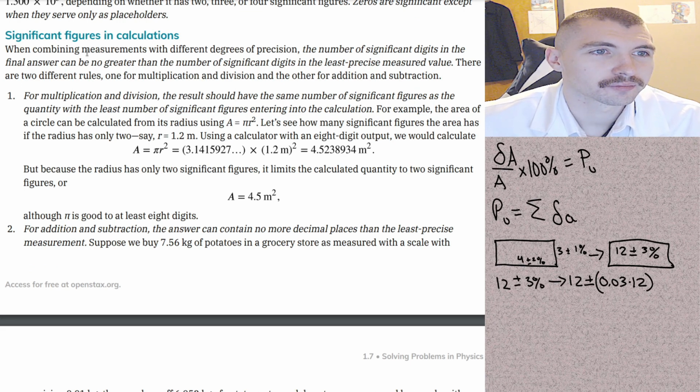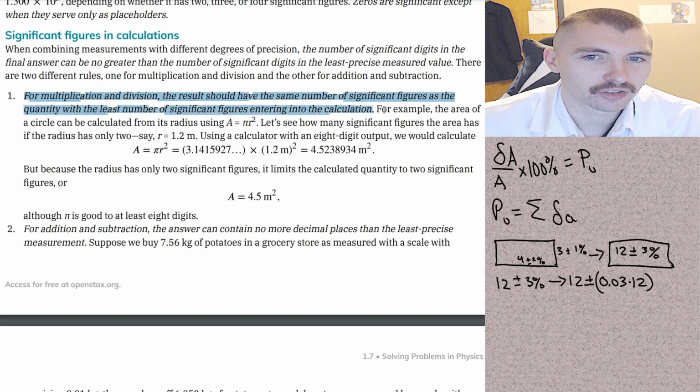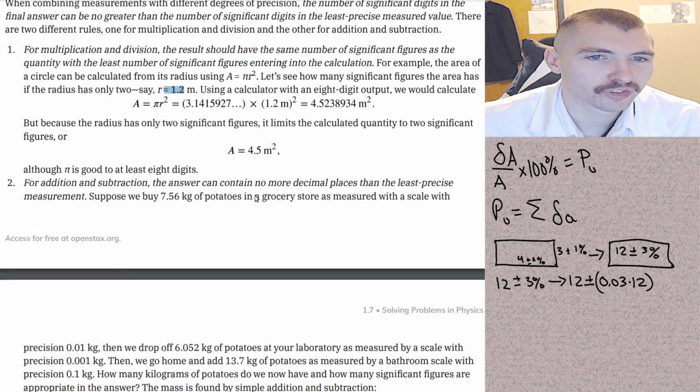Significant figures in calculations. Combining measurements with different degrees of precision, the number of significant digits in the final answer can be no greater than the least precise measured value. For multiplication, the result should have the same number of significant figures as the quantity with the least number of significant figures. The area of a circle can be calculated by pi r squared. Let us see how many significant figures. The radius has only, say, r equals 1.2 meters. Because the radius has only 2 significant figures, 1.2, it limits the calculation.